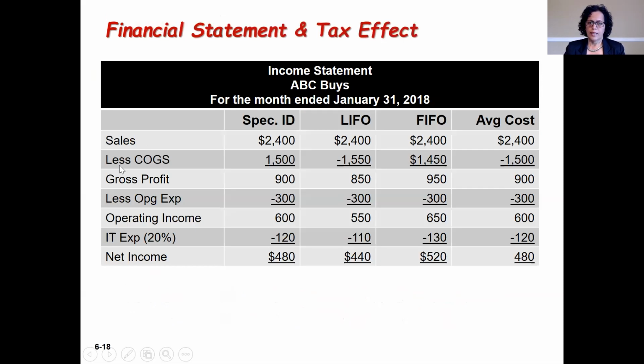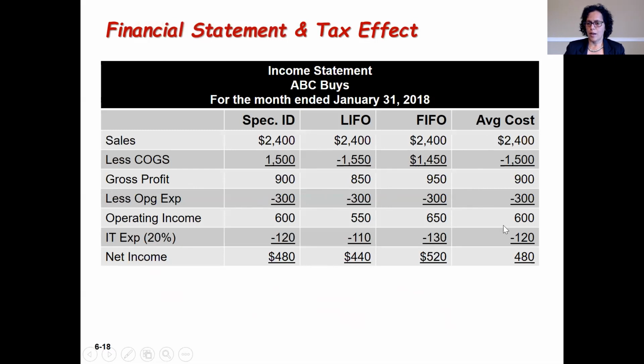So sales less cost of goods sold gives me gross profit. Gross profit less operating expense gives me operating income. And then my income tax expense, I'm assuming a 20% tax rate. When I subtract that, it's going to give me my net income. So in all four cases, sales is 2,400. Cost of goods sold, depending on which method I used, I came up with different numbers. Therefore, gross profit is going to be different. I assumed I have $300 in operating expense in all cases. It has to be the same. Operating expense is not going to vary based on the costing method I use for inventory.